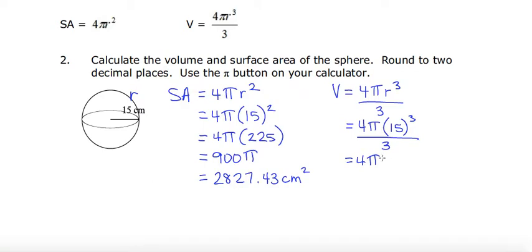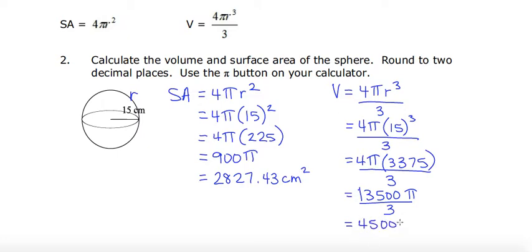So that gives me 3,375. I'm going to divide this by 3. I'm going to now multiply this 3,375 times my 4. That gives me 13,500 pi divided by 3. Now I'm going to divide my 13,500 by 3. That gives me 4,500 pi.